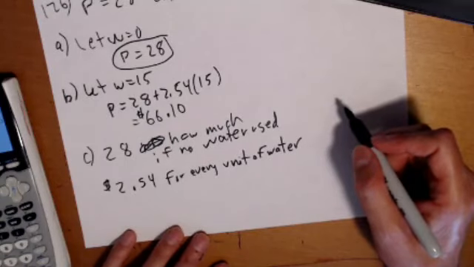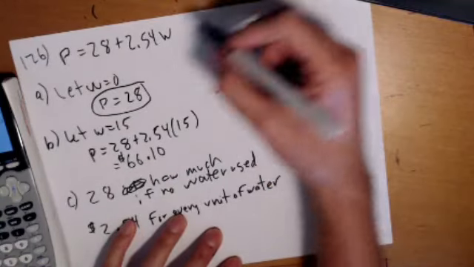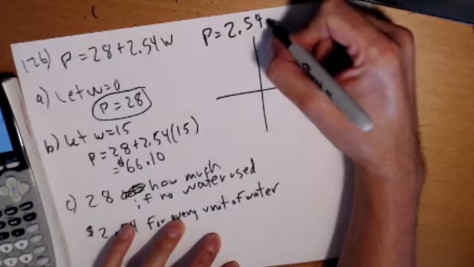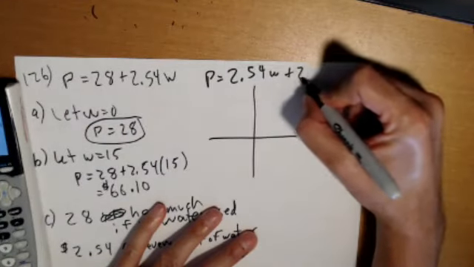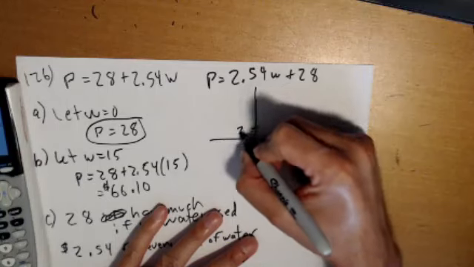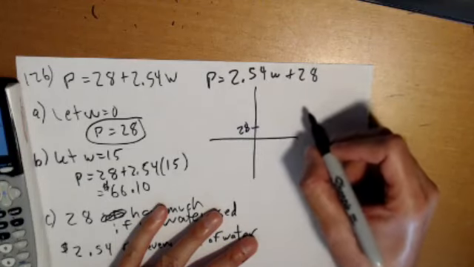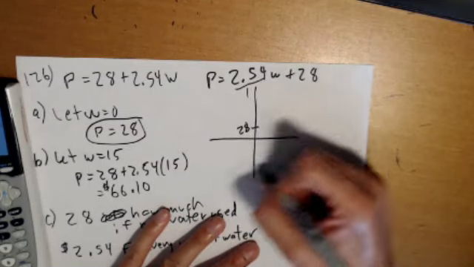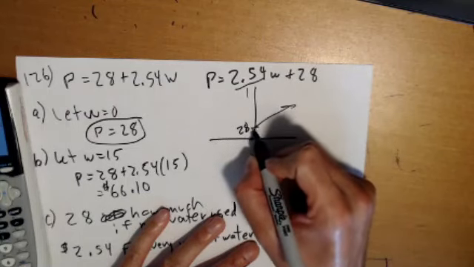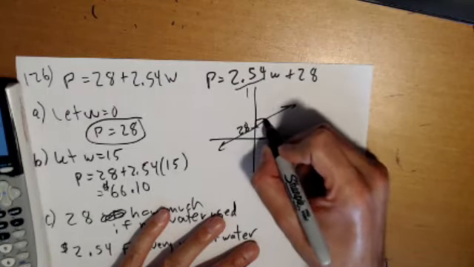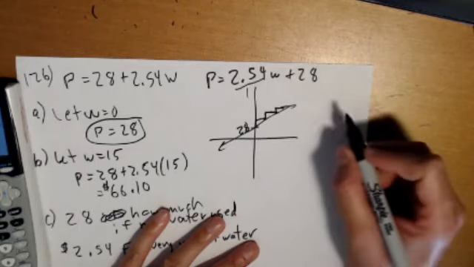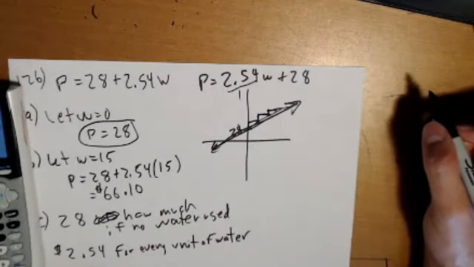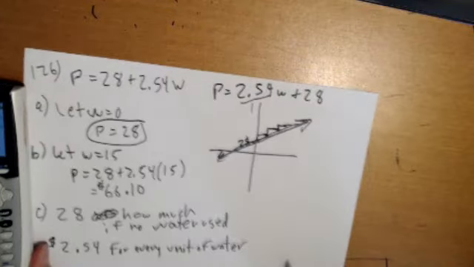Graph the equation. I'm going to write it so it's a little prettier. I like having it in mx plus b form, so 2.54W plus 28. Here let's put the 28, and then a slope of positive 2.54. So up 2.54 over 1. If you had graph paper it might be better, but it's probably going to look something like this. Up 2.54 over 1, up 2.54 over 1, up 2.54 over 1. You'll notice the slope is positive. Not a very good graph, but you get what I'm saying.